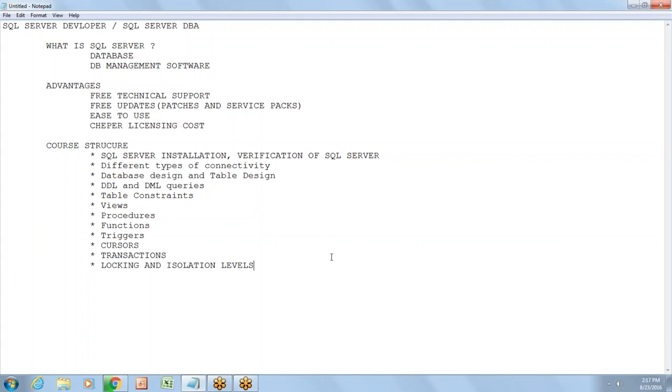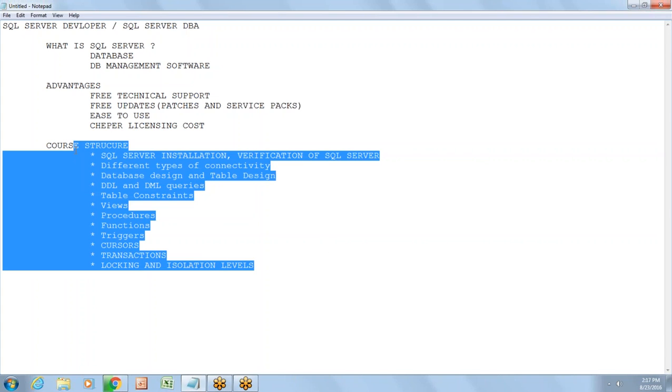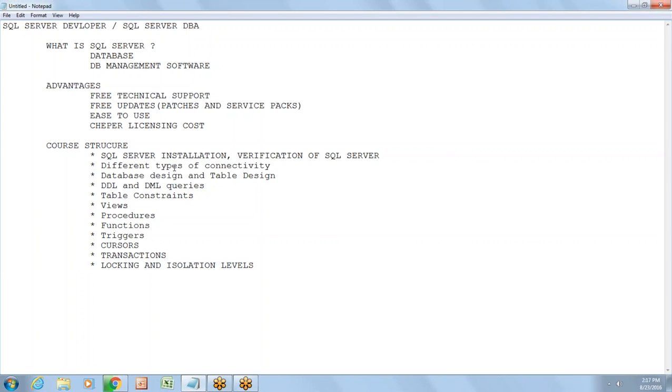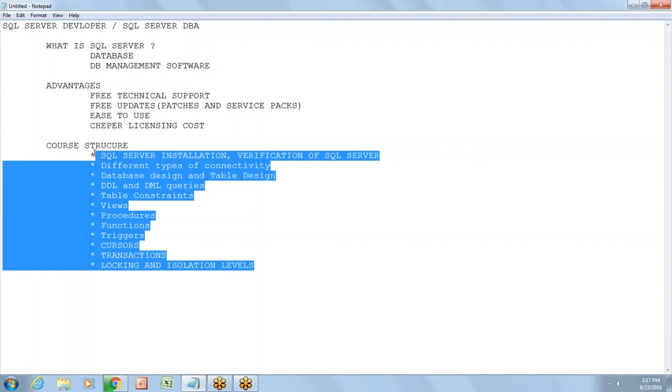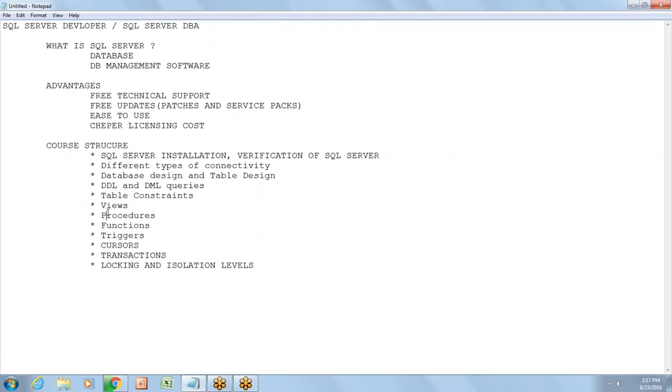Now this part of the course is important for SQL Server developer. If you are going for SQL Server developer, this part is sufficient. And if you want to go for SQL Server database administrator, before we start with the administration, we must understand these concepts. These are mandatory concepts before we go for SQL Server DBA.